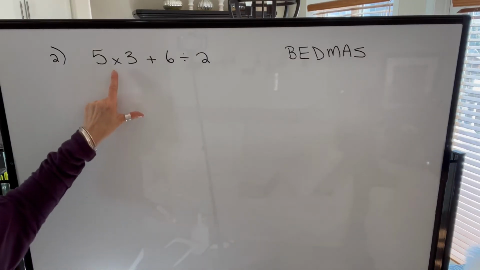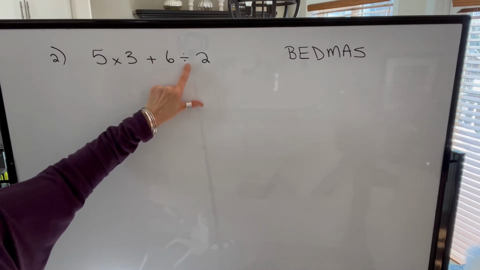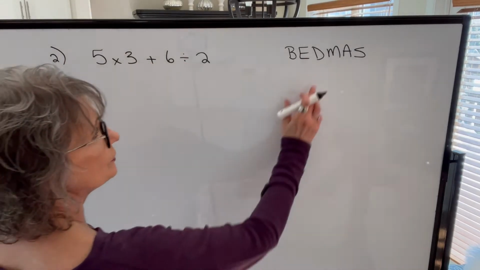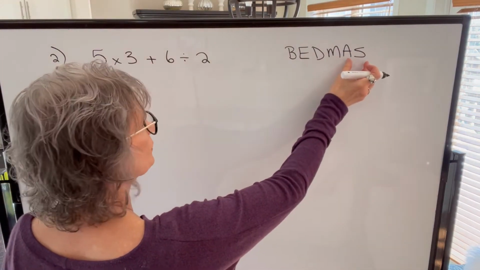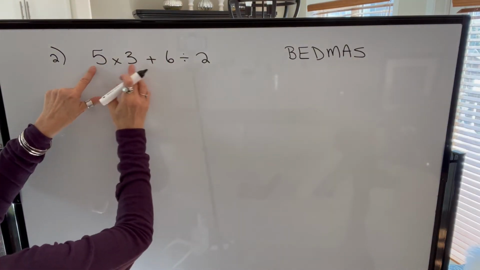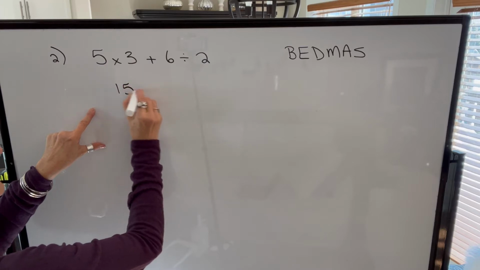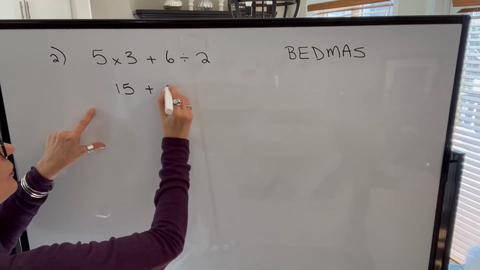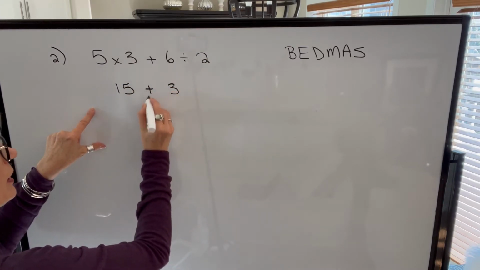In my next example, we have multiplication, addition, and division. We know that we need to do division and multiplication before we do addition. And we're going to do left to right. So 5 times 3 is 15, plus 6 divided by 2, which is 3. Now I can do my addition.